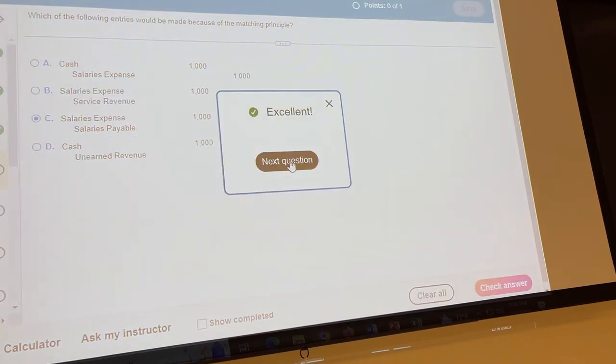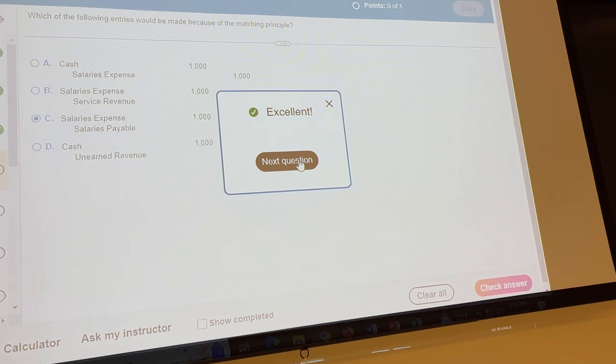So, to think that through, it would have to be an expense that you had not entered yet or had to be put into the appropriate period, and you would do that by debiting an expense account and crediting a payable account. So C would be the correct way of doing that.